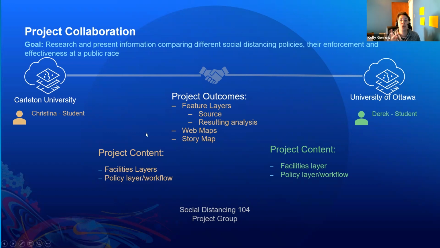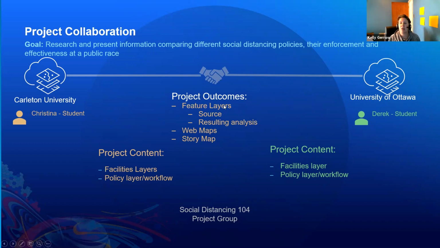And we actually have two students who are going to be working together and sharing content and creating content together. So we've got one organization being Carleton University, the other one being the University of Ottawa. And you can see here, we've got this big circle which represents a group, and we're going to call it the Social Distancing 104 Project Group. So we've got our student Christina, and she's got some content being facilities layers and a policy workflow layer that she already has as her content. And then Derek, he has similar content, but it's his own layers, his own content.